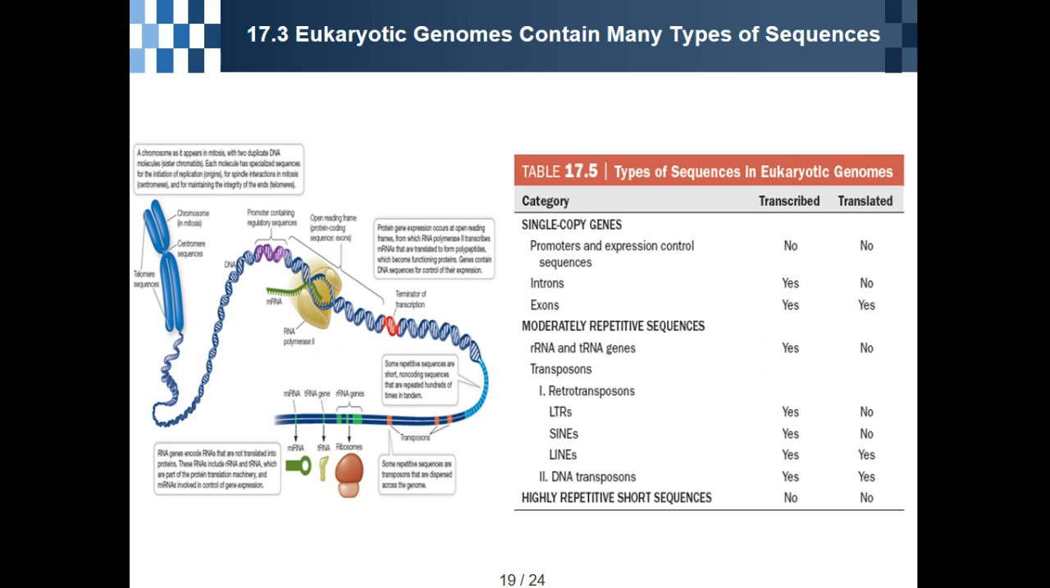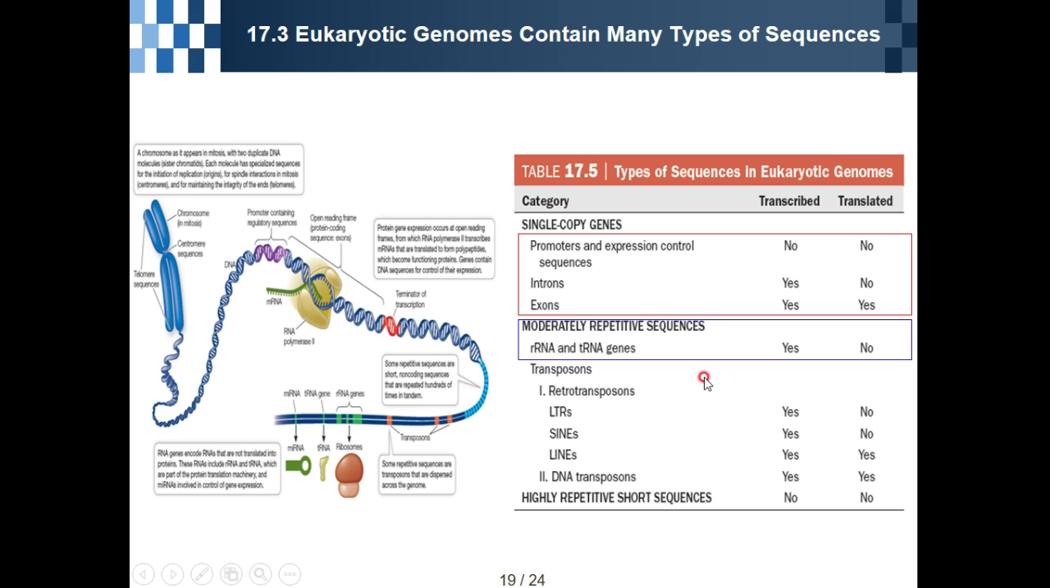Okay, so this is comparing the types of sequence in the eukaryotic genome. For example, the promoter is not transcribed and not translated. So you have to know this to solve the exam. Intron is transcribed but not translated. Exon is transcribed and translated.